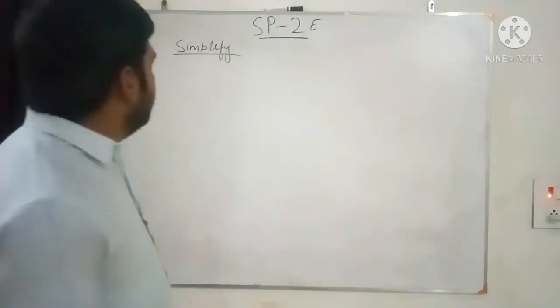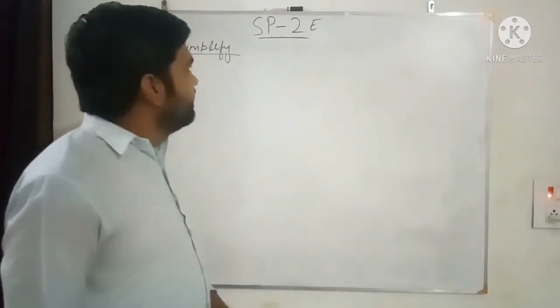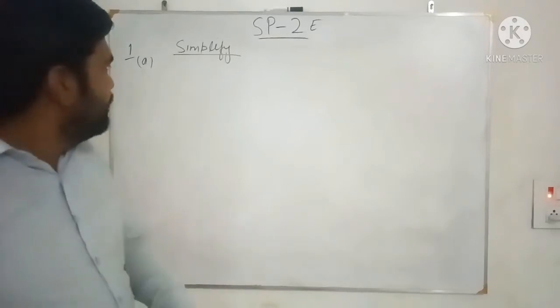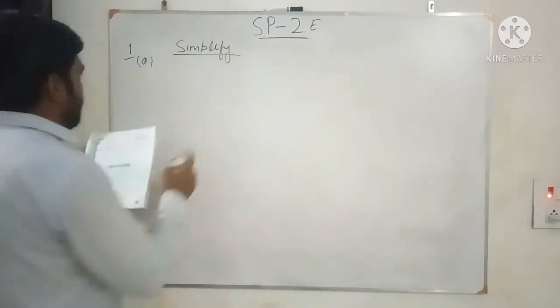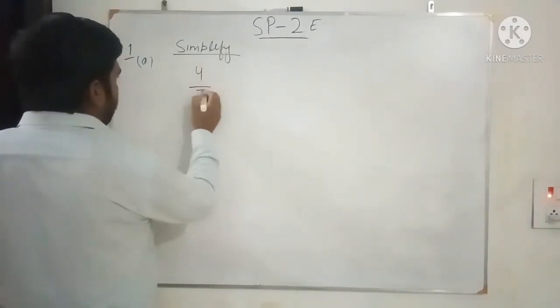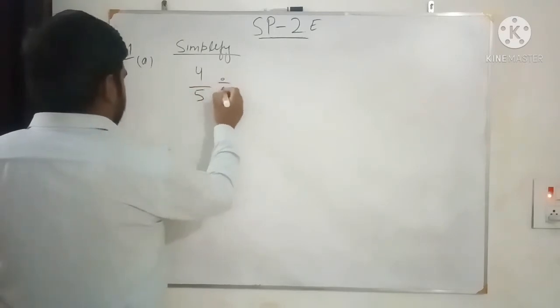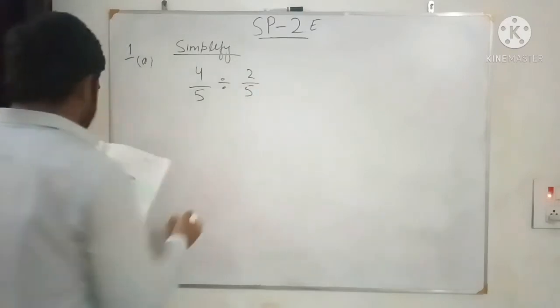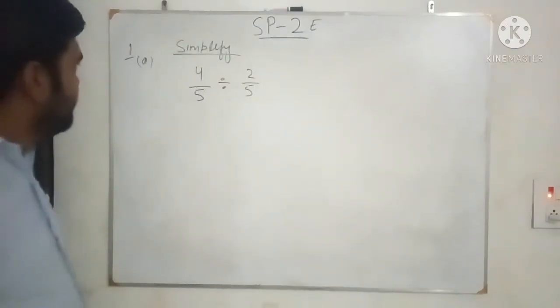So today we'll continue our new exercise, self practice 2E. Now see, simplify. First question 1A, simplify 4 by 5 divided by 2 by 5. See how we do this question.